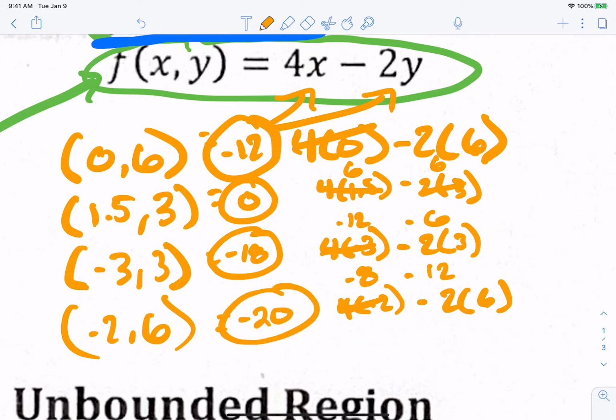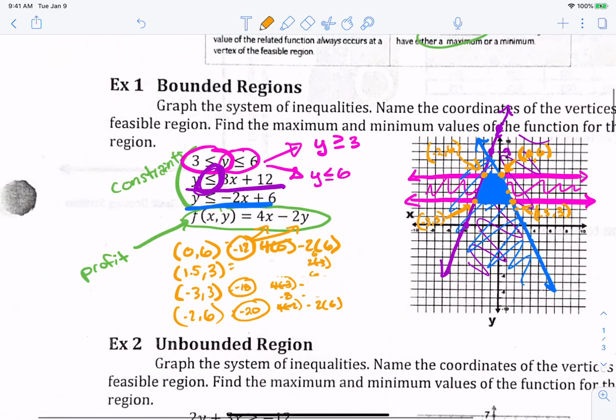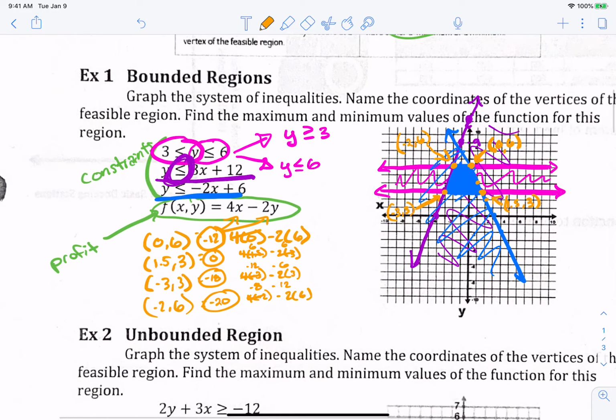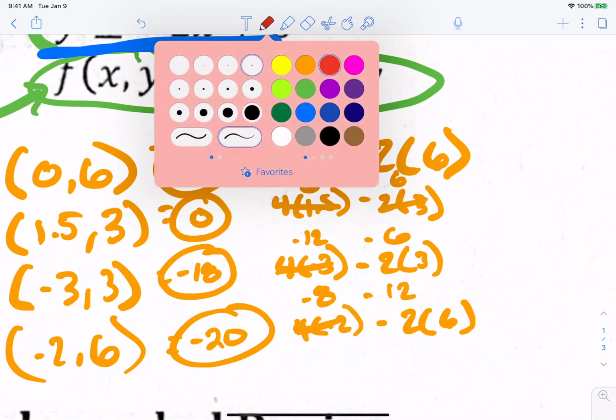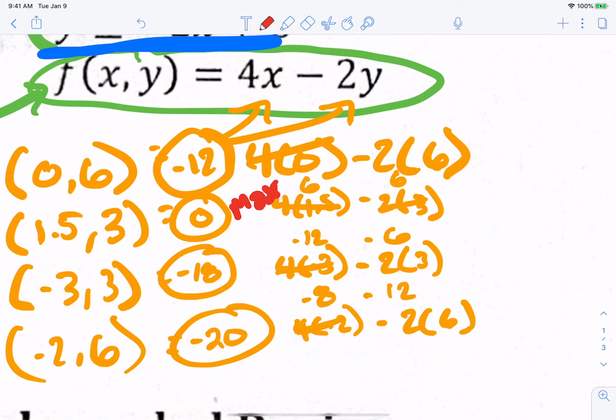All right. Now we're done. Now we have to label some things. Find the maximum and minimum values of the function. So what's the maximum value? 0. We just label it. This is our maximum. And what's our minimum value? Negative 20. Minimum.